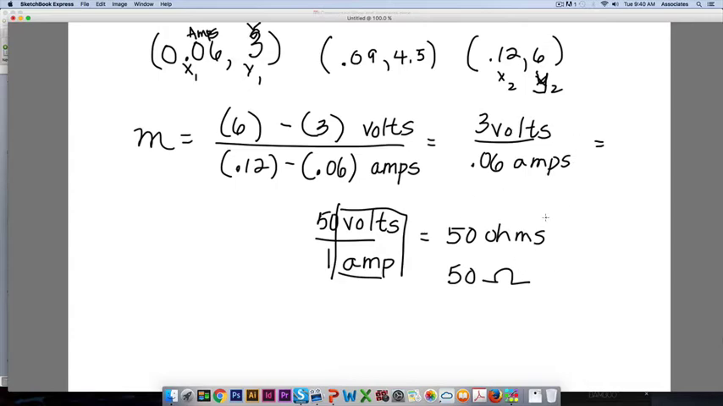Now that's what it would say on the resistor. The resistor would actually be 50 ohms. You would have gotten the same answer if you'd taken any two of these points. So it doesn't really matter. All right? So copy that down into your note taker. Pause the video if you need to, and I'll meet you back here in a second.